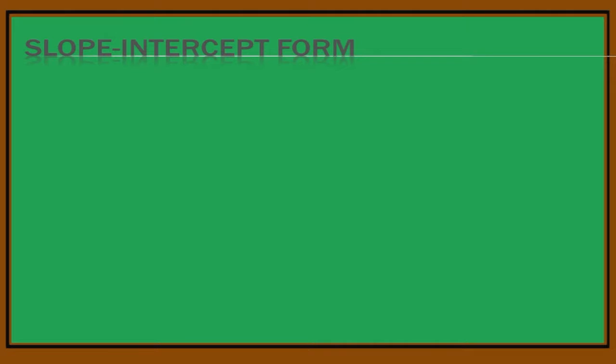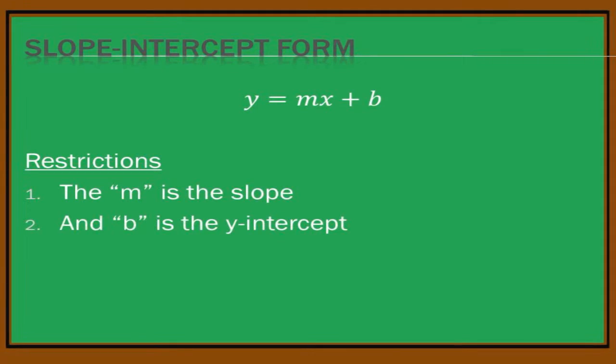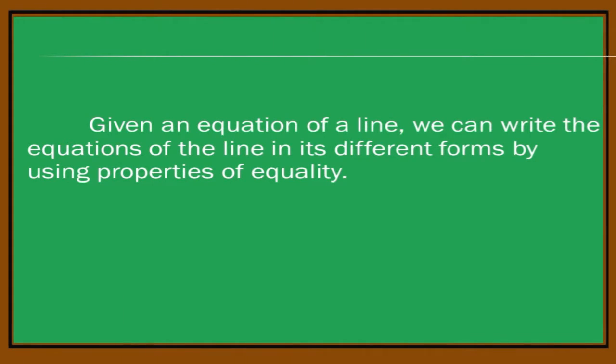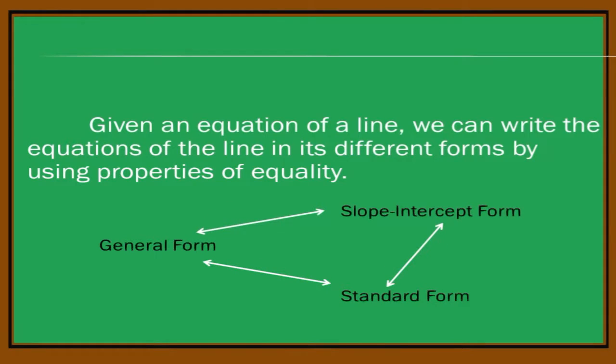The last form is the slope-intercept form. The equation of the line is written in the form y is equal to mx plus b, where m is the slope and b is the y-intercept. Given an equation of a line, we can write the equations of the line in its different forms by using properties of equality.